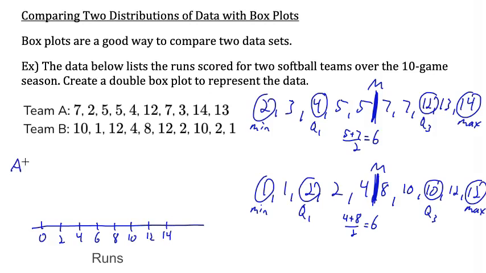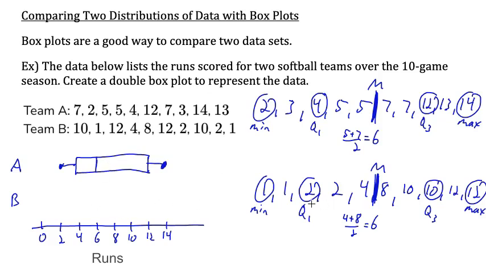And I'm going to put a box plot for Team A up here, and a box plot for Team B in here. Right, for Team A, I draw my box first. The box will go from 4 to 12. So I make the box going from the first quartile to the third quartile. Then I put a vertical line at the median, which is right at 6. And a whisker going to 2, and another whisker going to 14. There's our box plot displaying the distribution of runs scored for Team A.